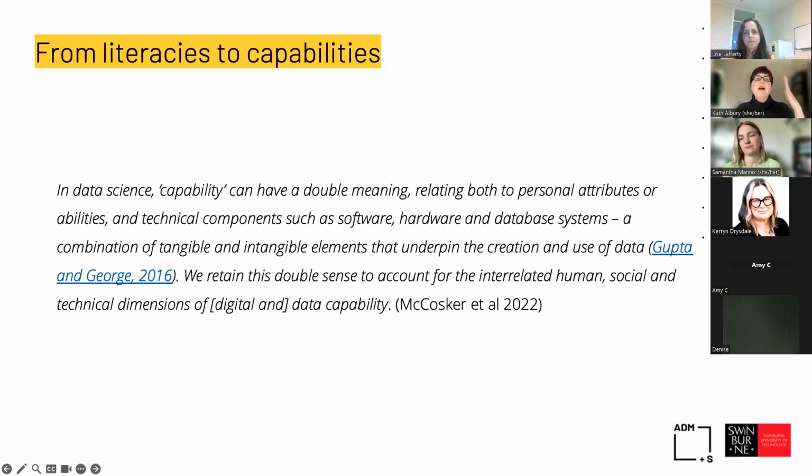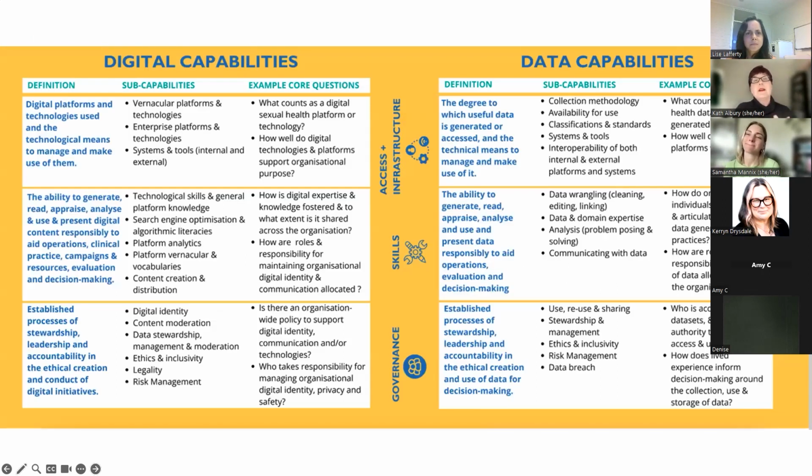So I will take us to the model and talk us through, and then we will have plenty of time to discuss and answer your questions after that. So we are drawing on the data capabilities model developed in the research with not-for-profit sectors, but Sam and I have adapted it with the help of our project reference group to apply more directly to sexual health workforces. And we've expanded the data capabilities framework to also encompass digital capabilities, because many people who are using a vernacular digital platform, for example, Grindr, are not necessarily thinking about that as data or the production or use of data. They're thinking about that as digital.